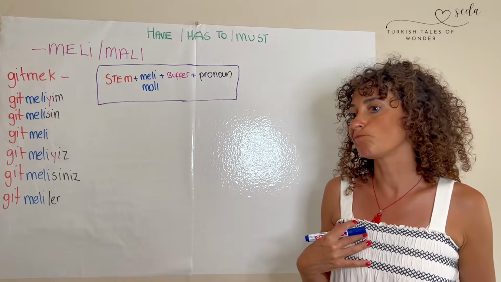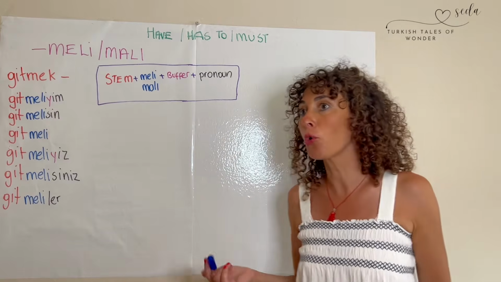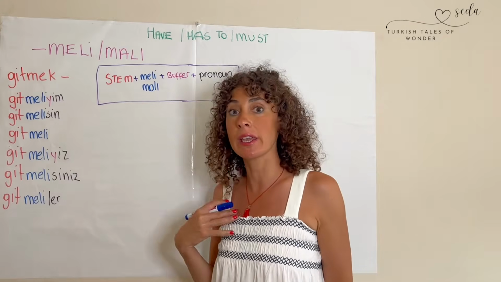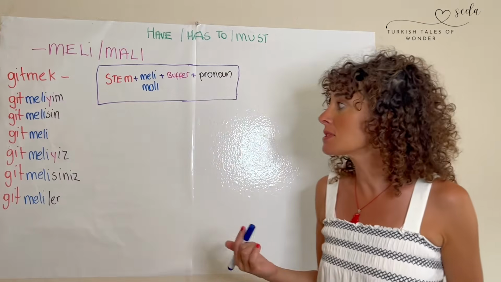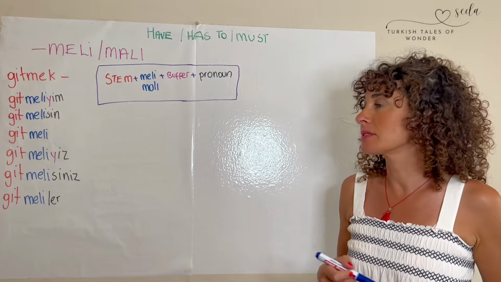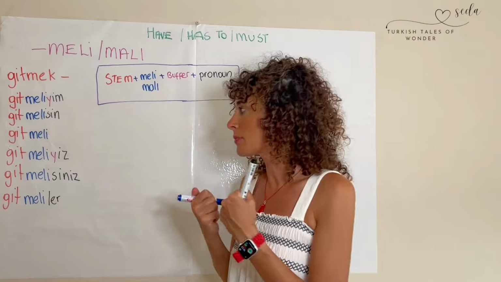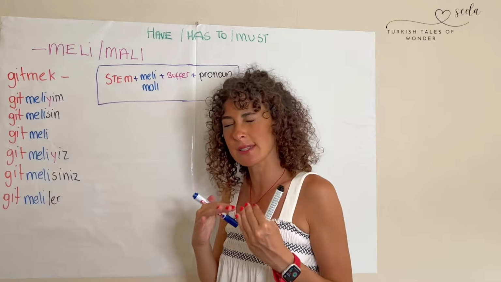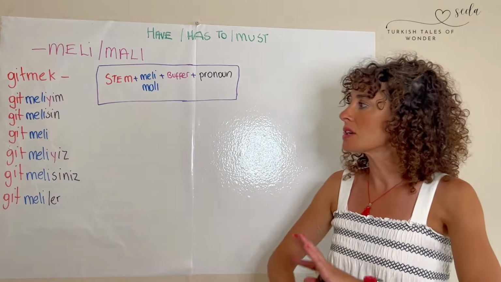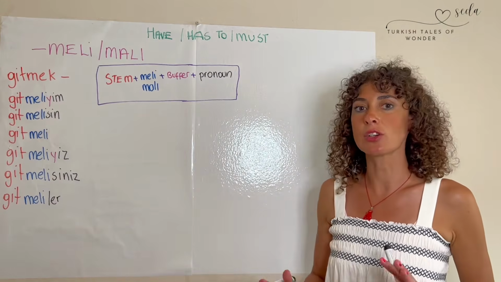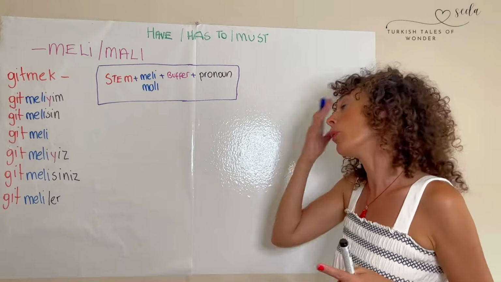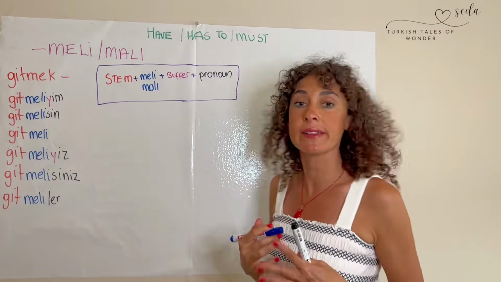For example, if you want to say I have to go, you can use this. I must go, you can use this. Sometimes it is stronger meaning-wise, sometimes it is less strong necessity-wise, but this is used a lot. So let's see how it is done, how you add the suffixes.